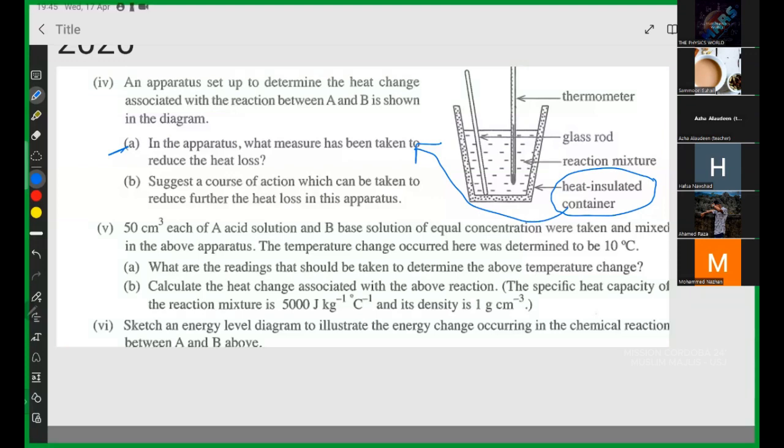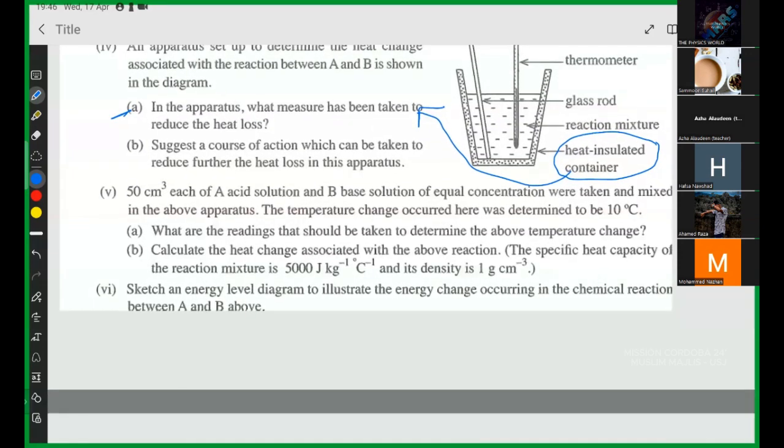If they have used a conductor, like now here they have used a styrofoam or something like that material where the heat is insulated. But let's say if a conductor material is used as the cover for that container, then easily the heat will be dissipated and heat loss can happen. But to prevent the heat loss, they have used a heat insulated container. Is it clear, everyone? Okay. The B part.